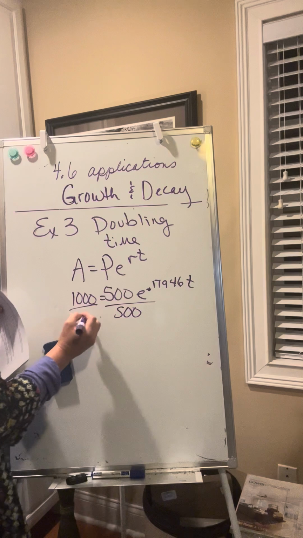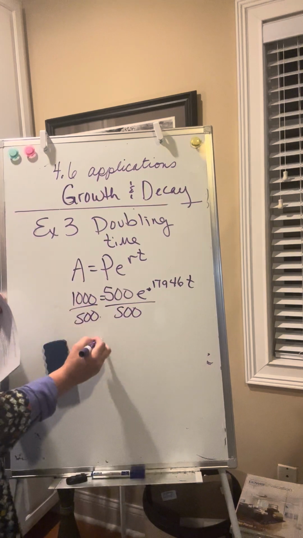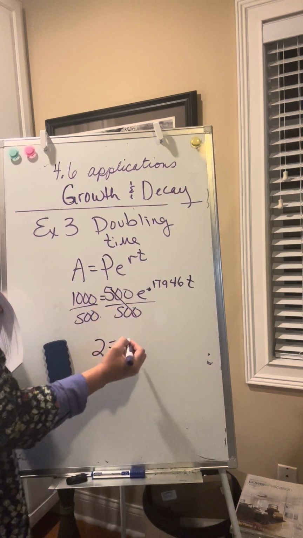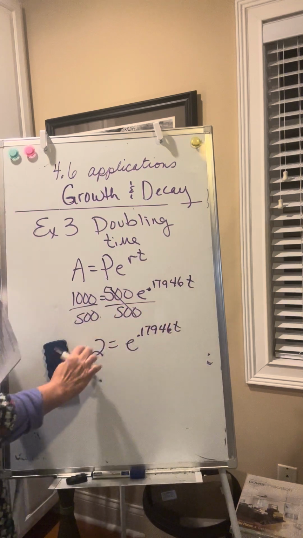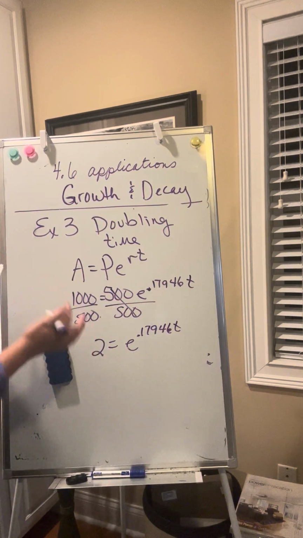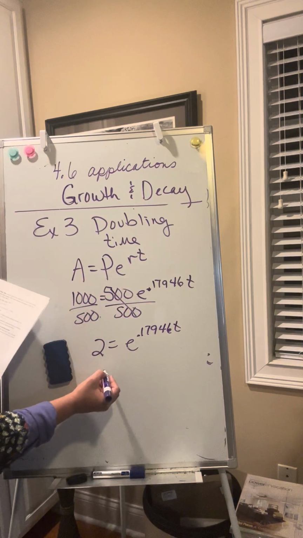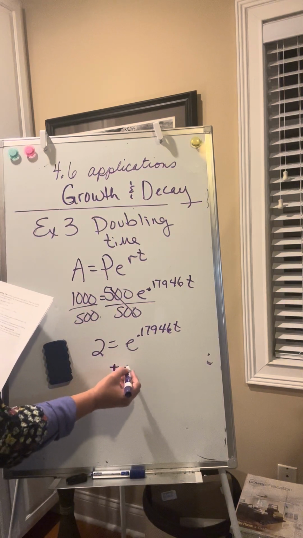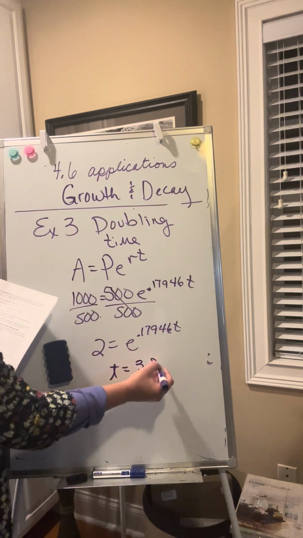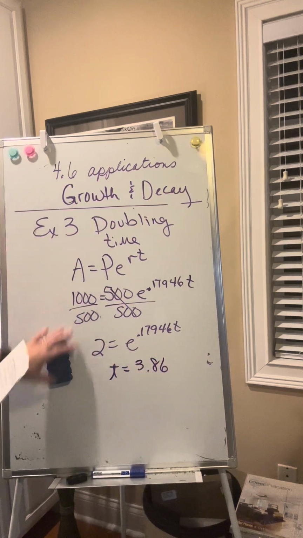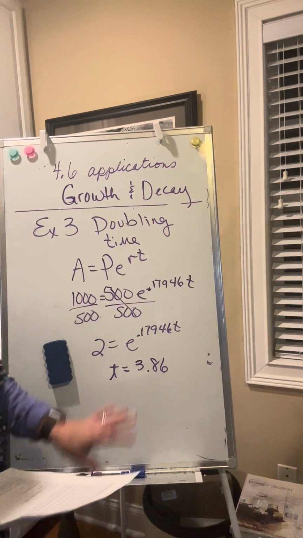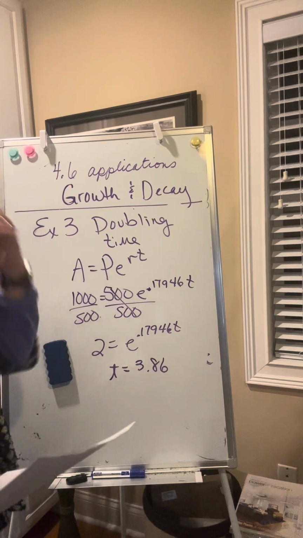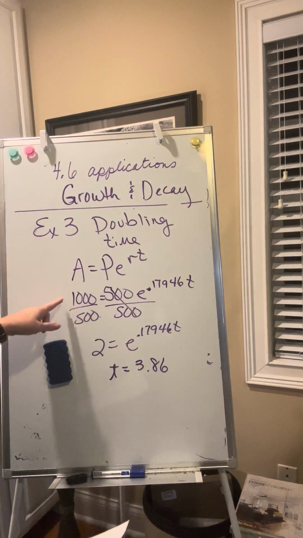We would divide by 500. 1,000 divided by 500 is 2. That cancels. And then we solve that by taking the ln of each side. We've done that quite a few times now. And it comes out to be T equals 3.86. So about 4 years. According to this model, it would take about 4 years for there to be double the number of female athletes in the Olympics. And then we could say, what about tripling? We could do a triple time.